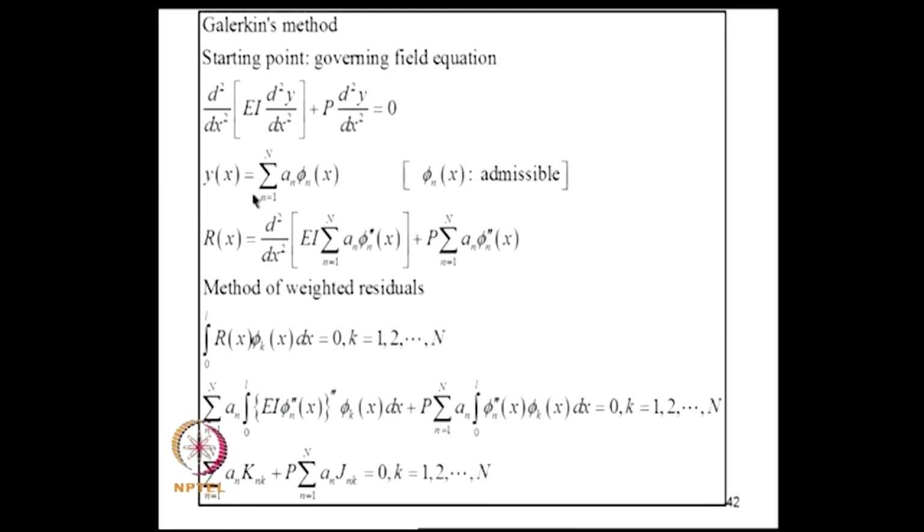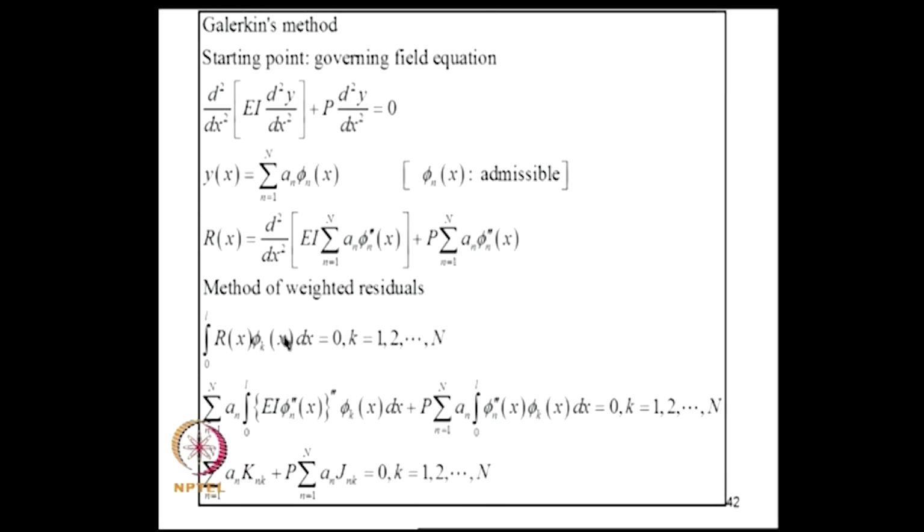Now, I assume y of x to be given by this series, the sum of a n phi n of x, where phi n of x needs to be at least admissible. If I substitute this into this equation, the equation will not be satisfied; we will be left with a residue. As we have seen in the method of weighted residuals, a weighted sum of this residue is taken to be 0, and the weighting function in Galerkin's method is taken to be the trial function itself, and I get a set of n equations.